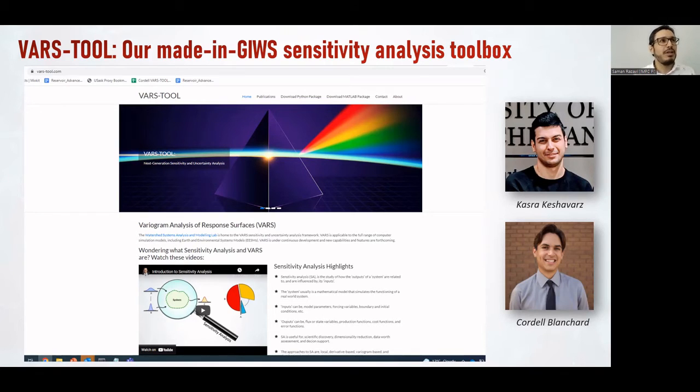VARS website. Now on the top, you can see a new tab, download the Python package. We previously had everything in MATLAB. Now we have also everything in Python, with a lot of new features that we didn't have in MATLAB. So we've really expanded significantly in this area, and we've already created some educational videos, and more are forthcoming.